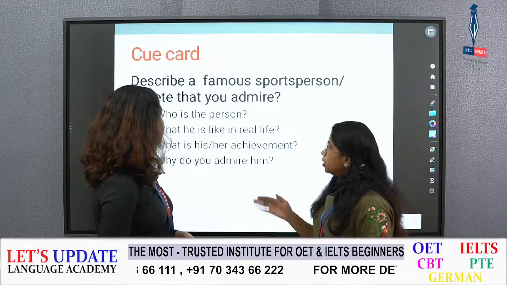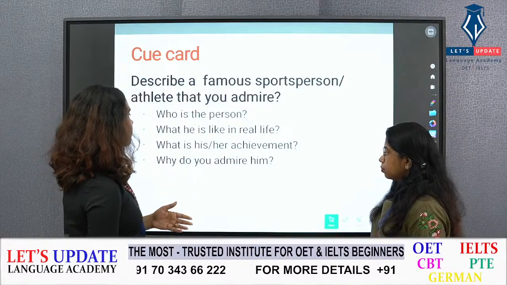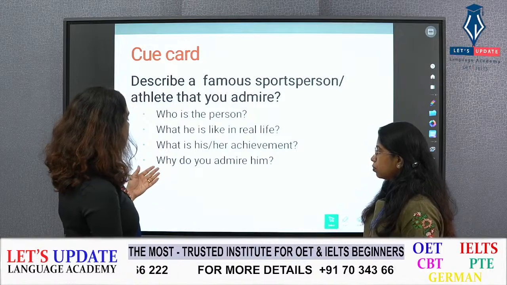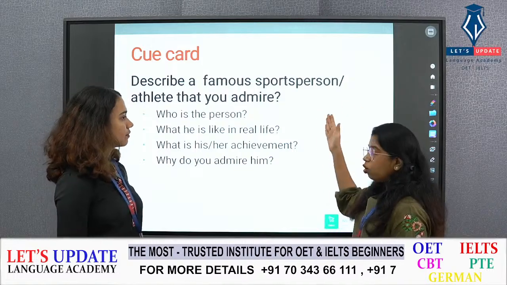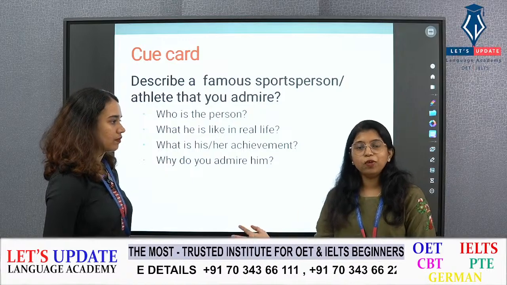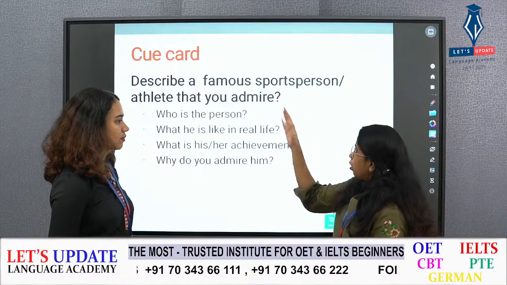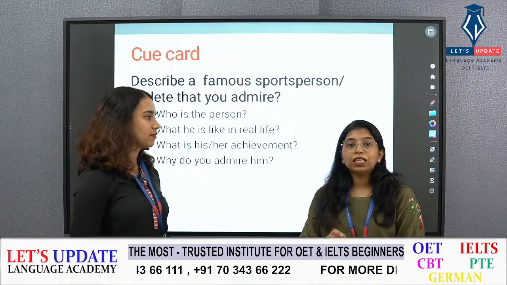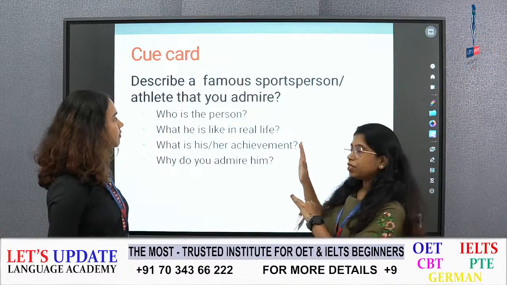Ma'am, can you read the prompts? The sub questions are: who is the person, what he or she is like in real life, what is his or her achievement, and why do you admire him or her? When you get a question like sports person or athlete, you can talk about a sports person from cricket, football, or whatever sports you watch. But if it strictly asks for a famous athlete, then you should talk about an athlete, not a sports person. You should know the difference between them.